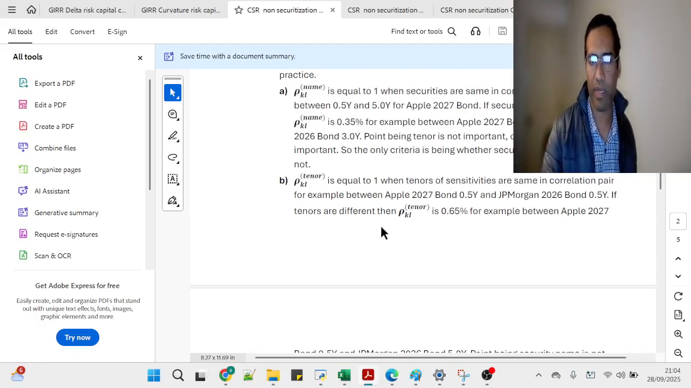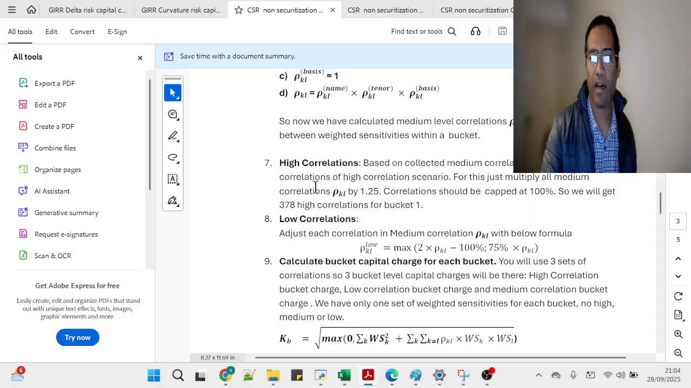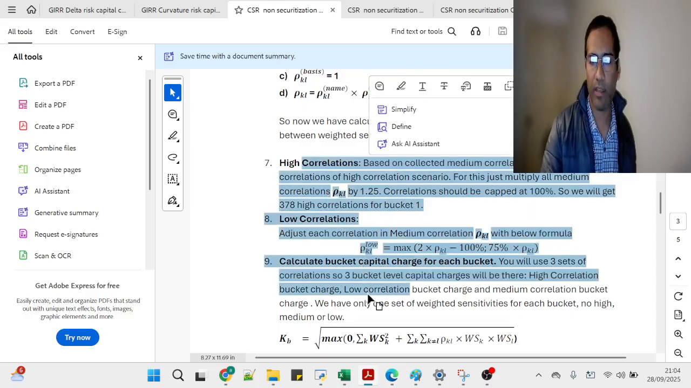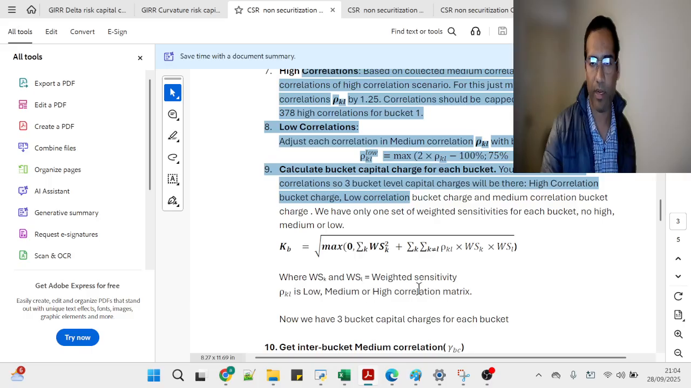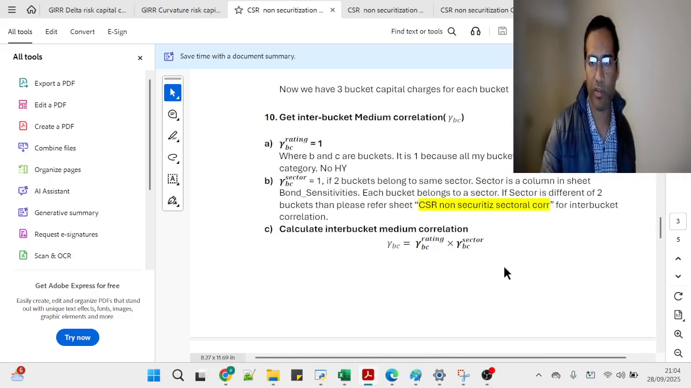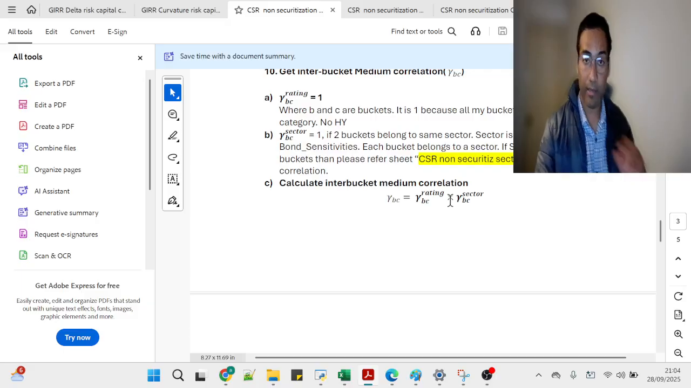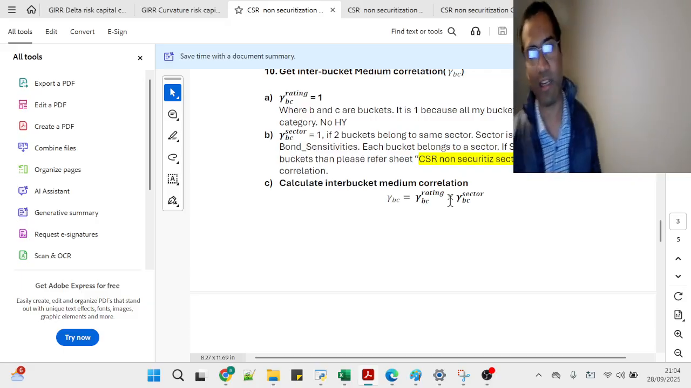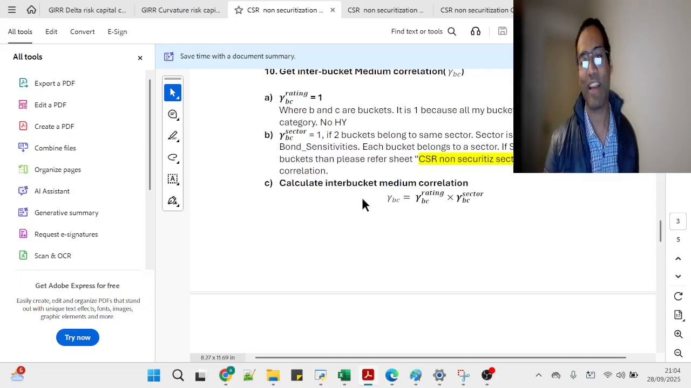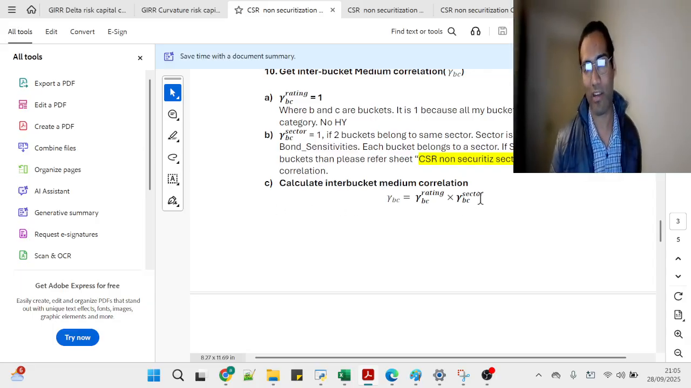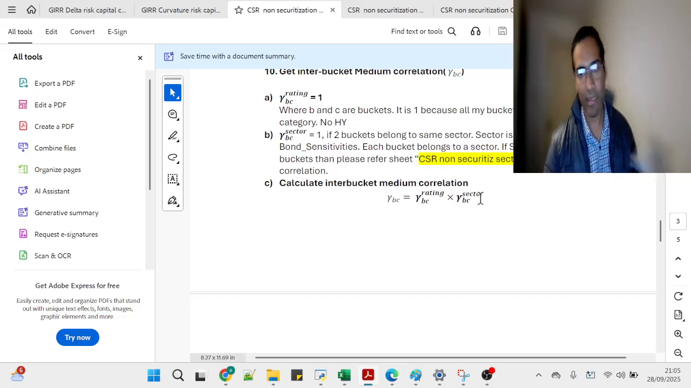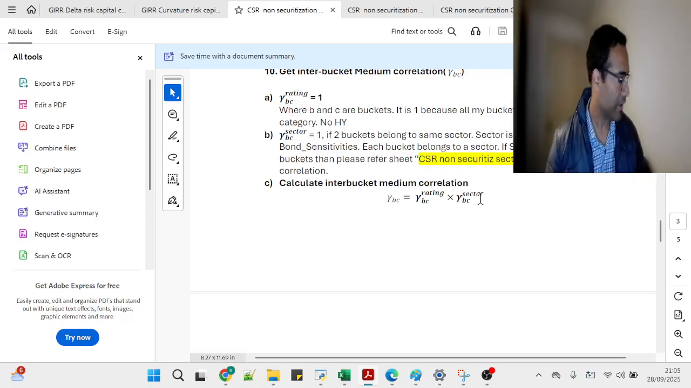So this is the methodology, and for high, medium, low, those correlations are the same everywhere. And this formula you may have seen. This is another correlation, and then it gets different here. Rating versus sector: what I told you earlier, rating was important.